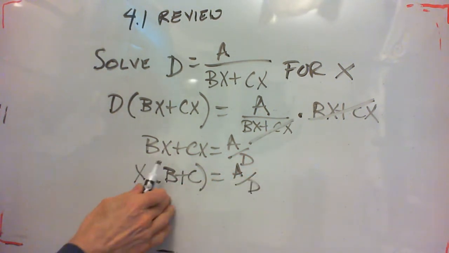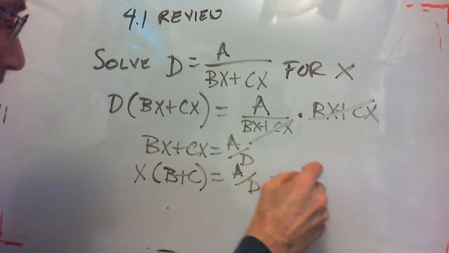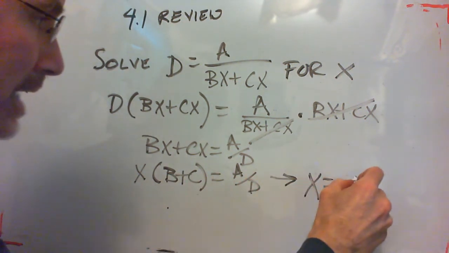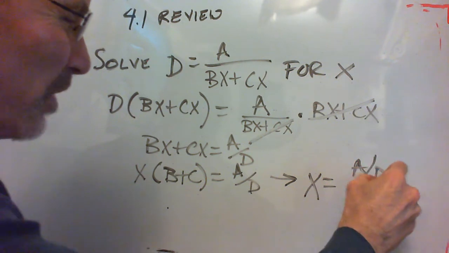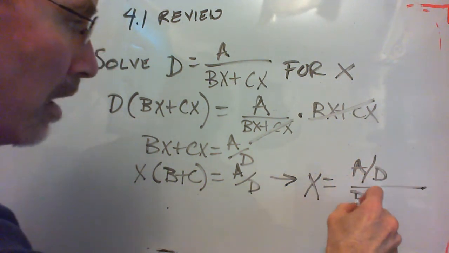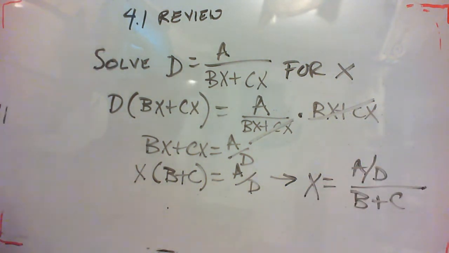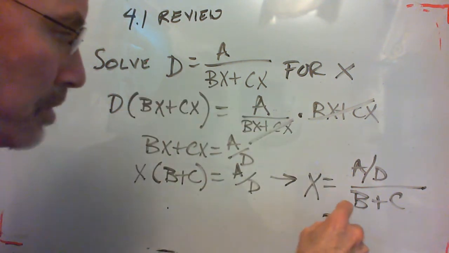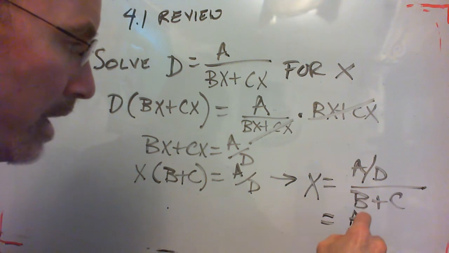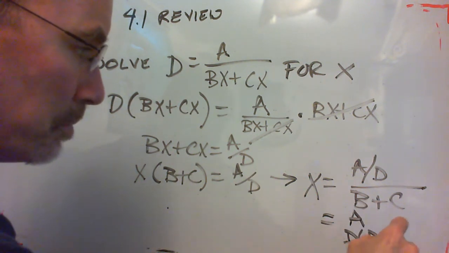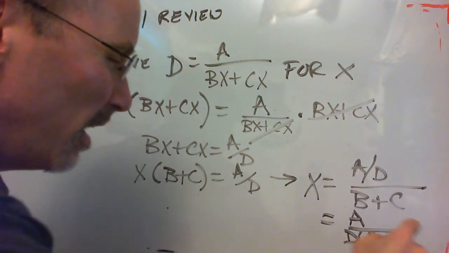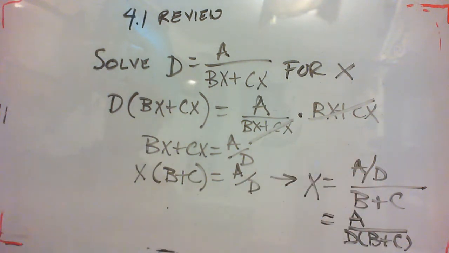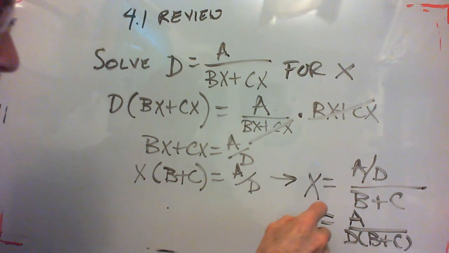And then finally, divide both sides by b plus c. So x equals (a over d) divided by (b plus c). You can leave it that way. Another way this could be written is a over (d times (b plus c)). But either way, you've solved for x in terms of the other variables. So either answer is acceptable.